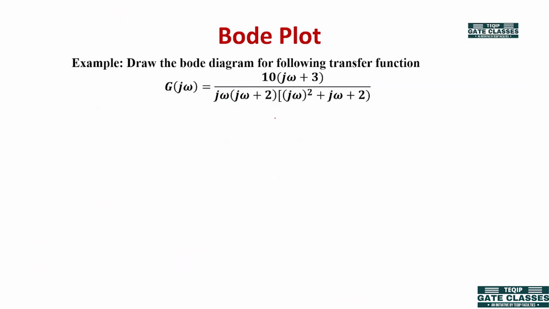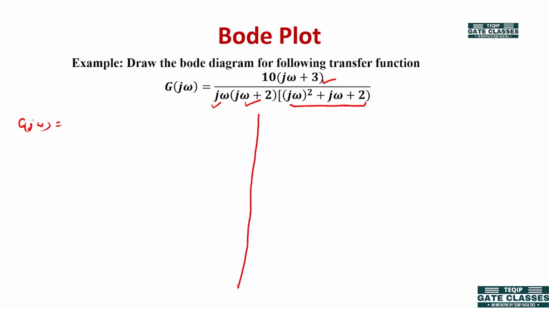Here we have this open loop transfer function in frequency response form already: 10 (j omega plus 3) upon (j omega plus 2) into (j omega square plus j omega plus 2). So here we have a second order pole, one first order zero, a pole at origin, and a first order pole. Okay, so first we will convert this into time constant form.